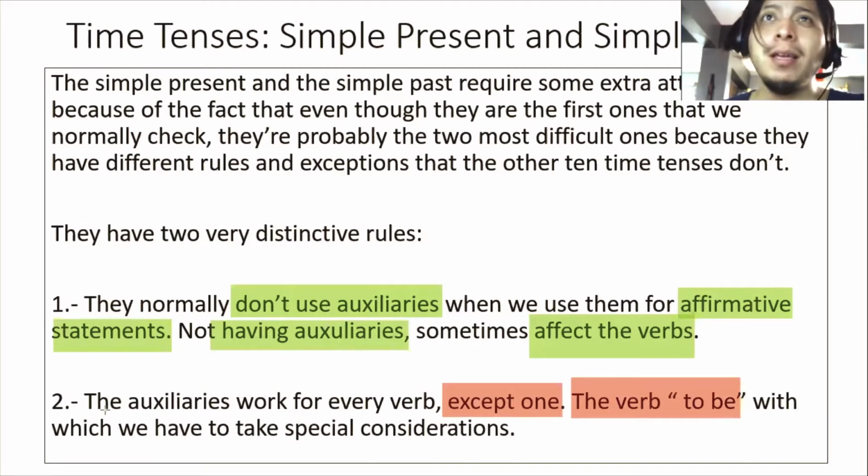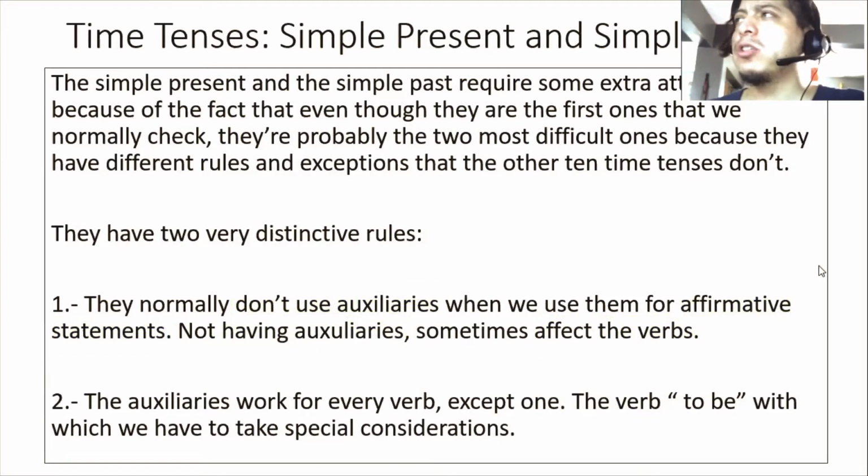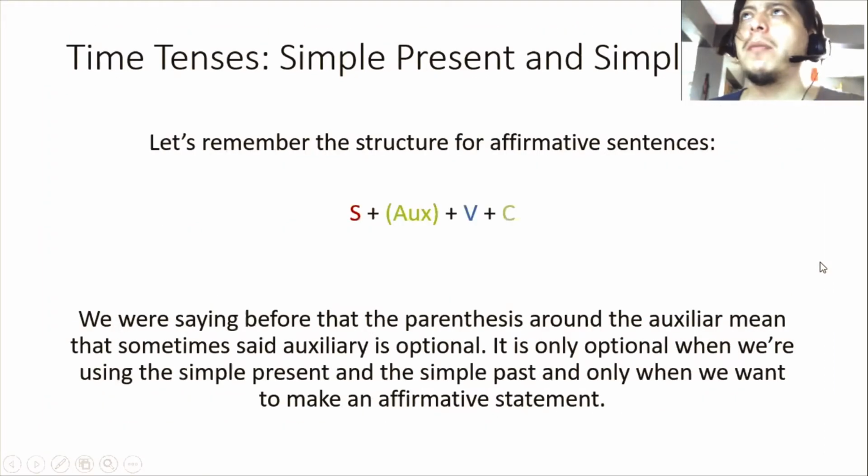The verb to be in the simple present and in the simple past works in a different way. In the other 10 tenses, the verb to be is just another regular verb. It's a normal verb. You do whatever, it is normal. You don't have to take any special considerations. But in the simple past and in the simple present, the verb to be is a little complicated. So we're gonna start checking. We're gonna start speaking about the simple present.